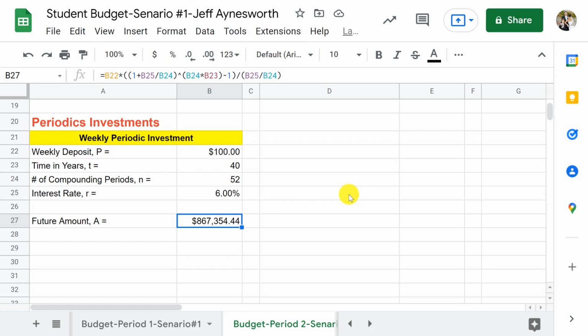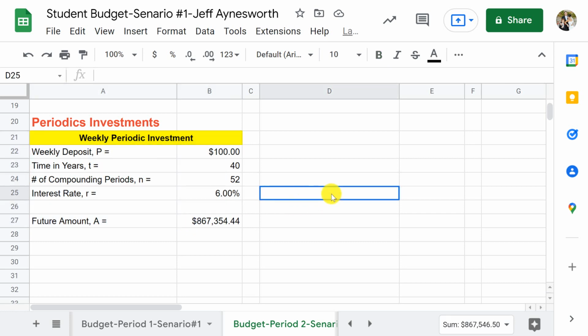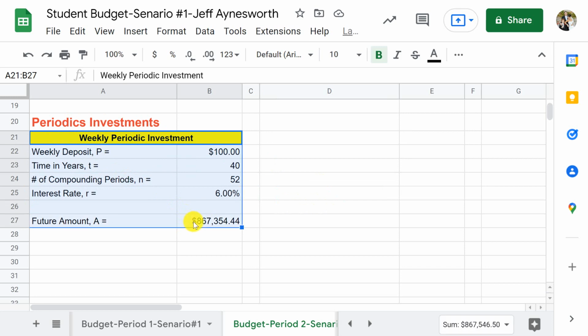Okay, I want to switch to biweekly deposit. So watch the screen up here. I'm going to highlight this group of cells. Eyes up. When you highlight a group of cells, you put your cursor in the middle of a cell and you click and drag and you highlight this.